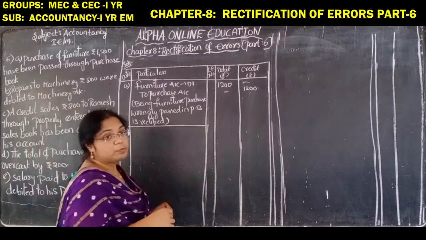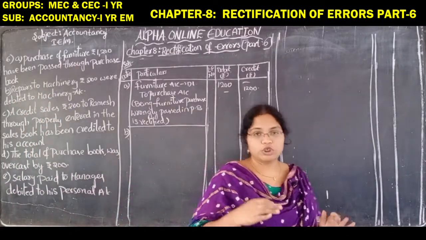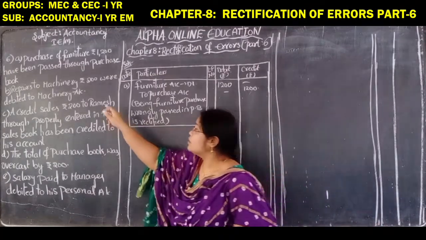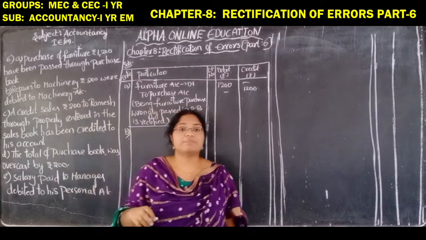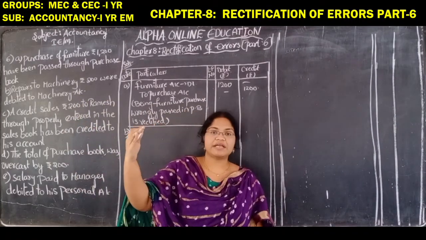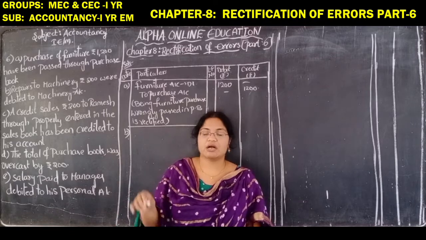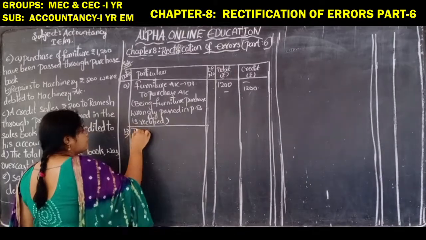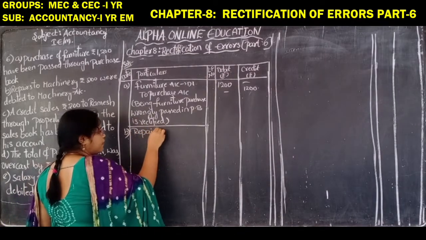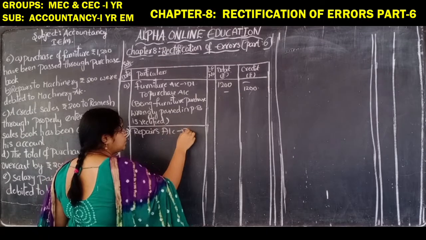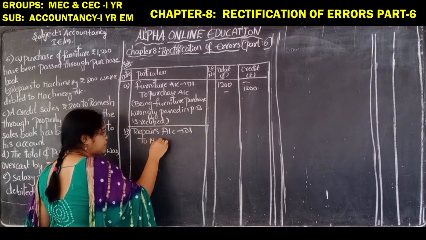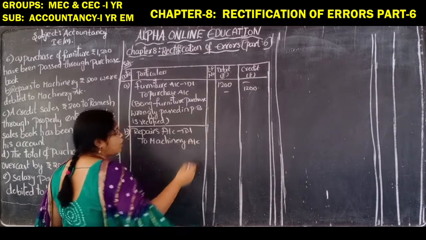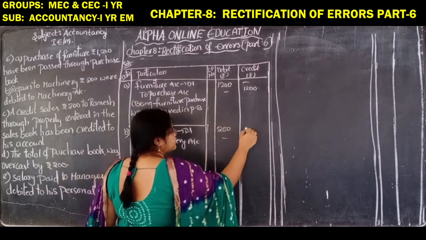Repaid to machinery, rupees 200. What will be the general entry? What will the original entry be? Repairs account debit to cash account. But if you see here, they debited the machinery account. It means they have written machinery account debit to cash account. They debited the machinery, so now I am going to credit it. So repairs account debit to machinery account. How much is the amount? 200 rupees, and this is 200 rupees.